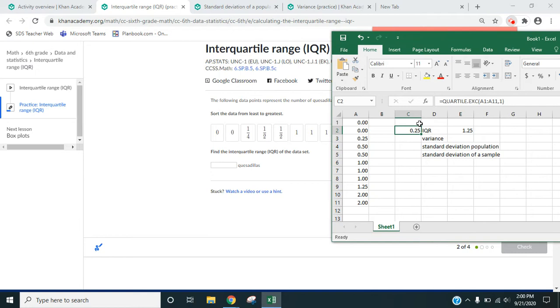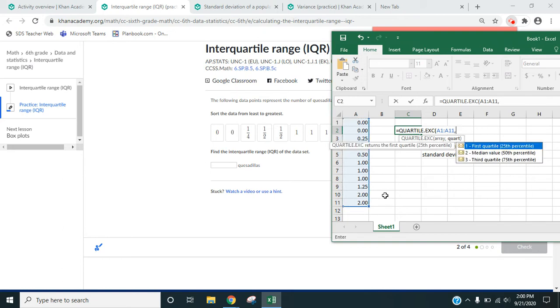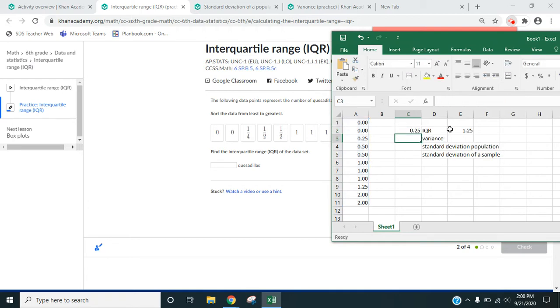What we're going to use to do this is this command up here to the top. It's called quartile exclusive. So let's type it in here. Equals quartile exclusive. There's two things we need to do. We're going to highlight the area, and it says what quartile? Well, we want first quartile. And then for this one, we want the same thing, but we want to type 3 for third quartile.